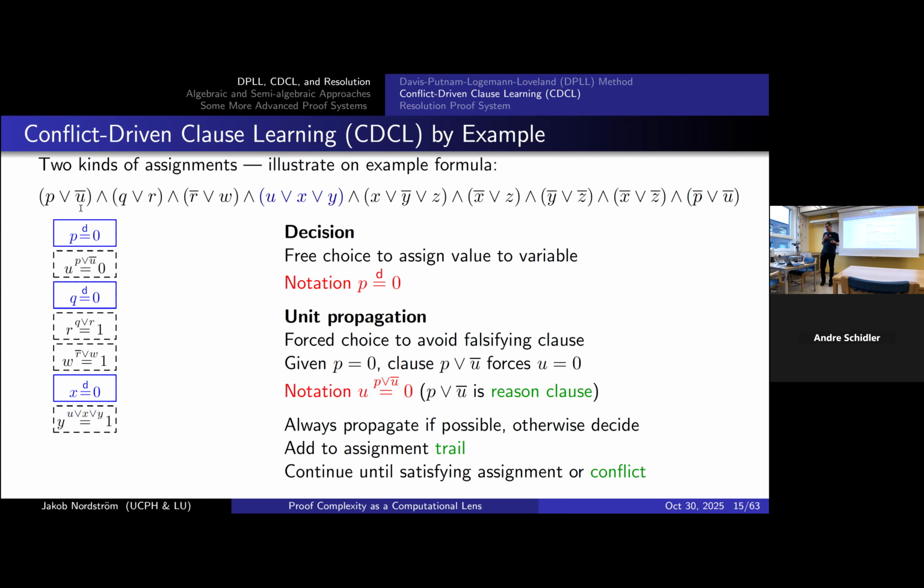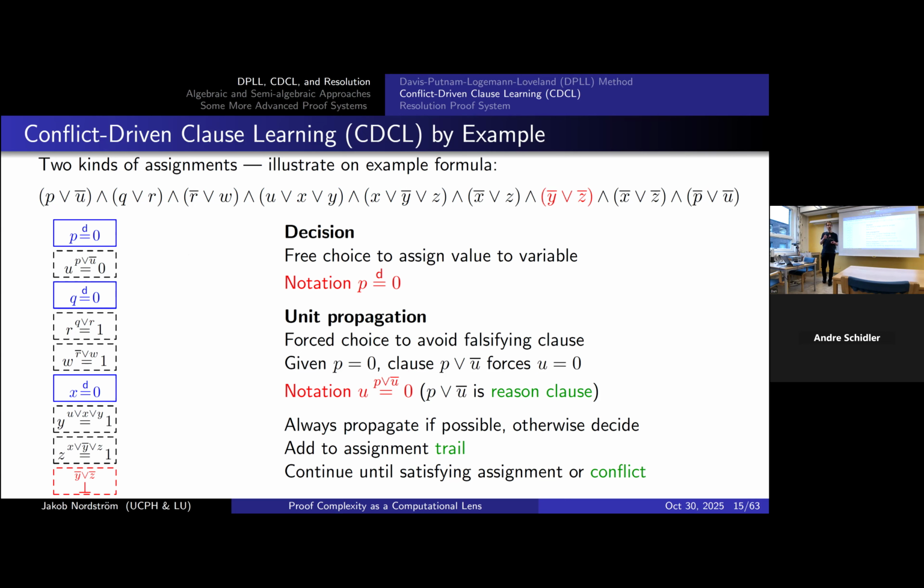Since U and X are both false, this clause propagates that Y has to be true. But then this clause propagates that Z has to be true, and this makes the clause not Y or not Z very unhappy. Okay? So a SAT solver will do this. It will decide on variables, and then it will do propagations until either you have satisfied all the clauses, or as happened here, we run into a conflict.